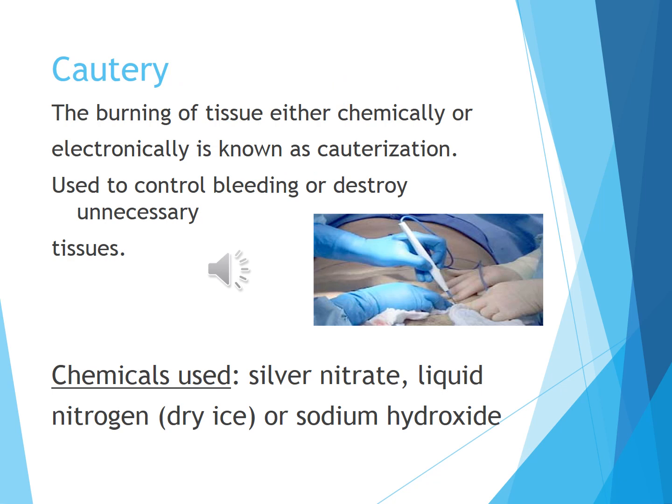Something else you're going to see in the office surgery setting is what we call cautery or electrocautery. Now this is the burning of tissue either chemically or electronically. Chemically, it would be with something like silver nitrate, like you saw in your previous slide. If it's done electronically, it's known as cauterization. It's used to control bleeding or destroy unnecessary tissues. This is a big advancement in medicine.